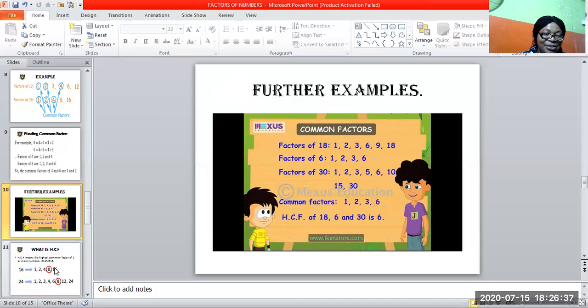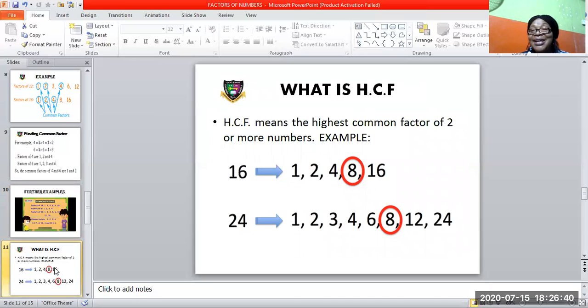And so we move on to the highest common factor, which is the greatest common factor. That is another word for highest common factor. HCF, highest common factor, means the highest common factor of two or more numbers. So, cool down. Let's do it gradually.